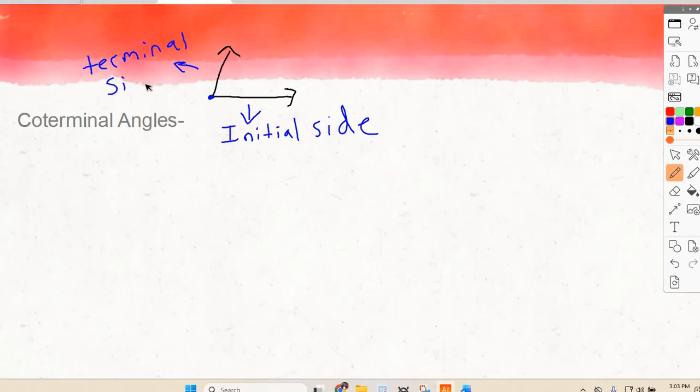So our initial side is the side that lies upon our x-axis. Your terminal side is the one that's going to rotate. Alright, I'll go through there.